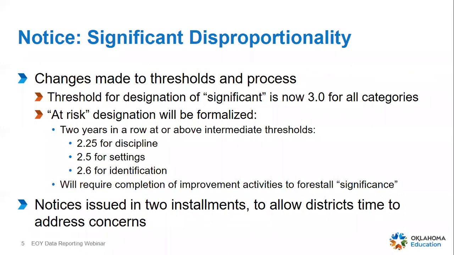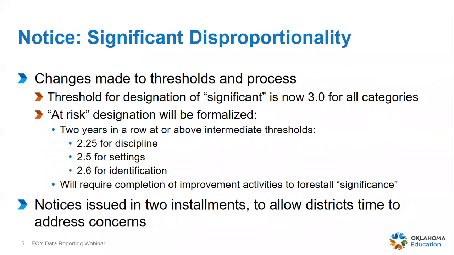Next, notice significant disproportionality. We are changing the thresholds in the process. The threshold for designation of significant, meaning requiring set aside, is now 3.0 for all categories. And we are creating an at-risk designation. So if a district is 2 years in a row at or above those intermediate thresholds that we've used in the past, you will be designated at risk, and there will be some improvement activities to prevent you from becoming significant and having to set aside.